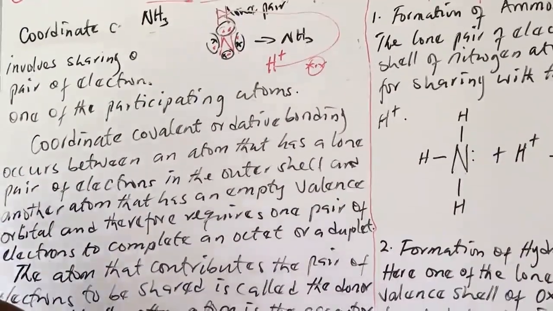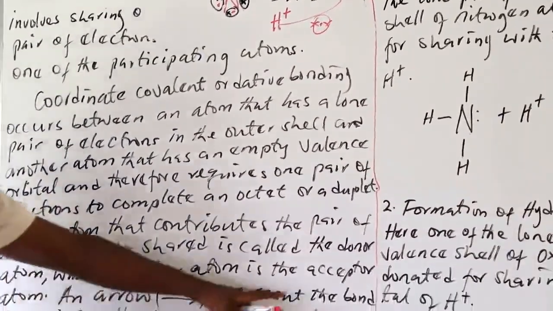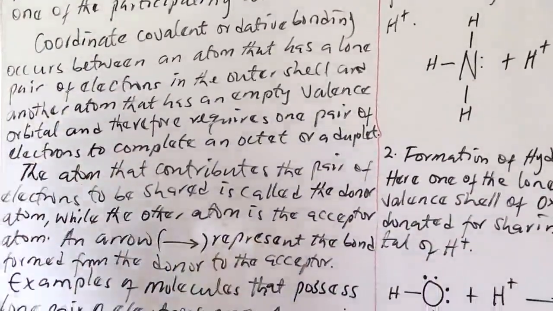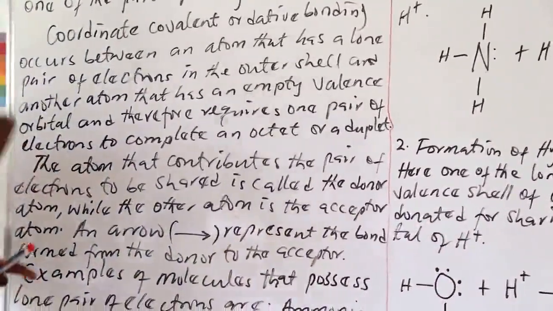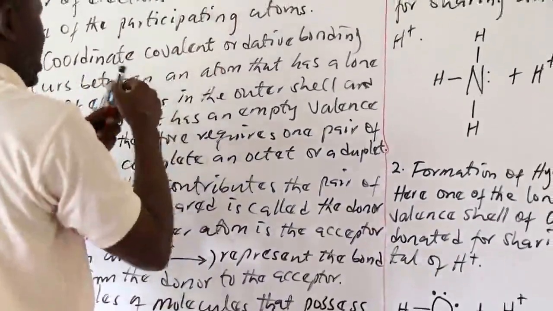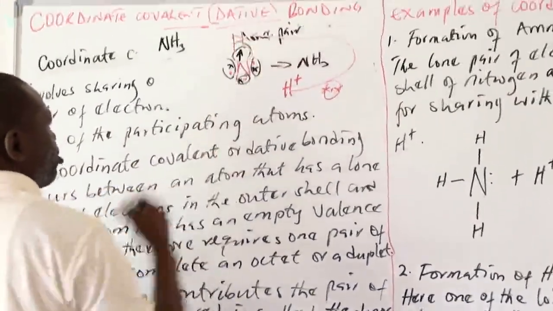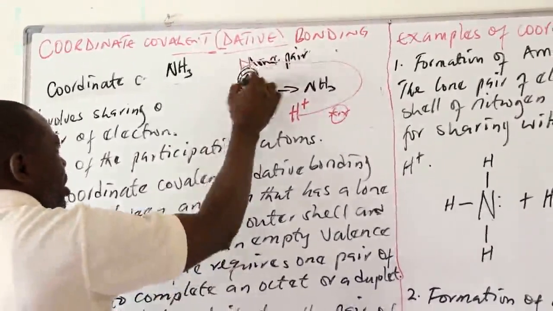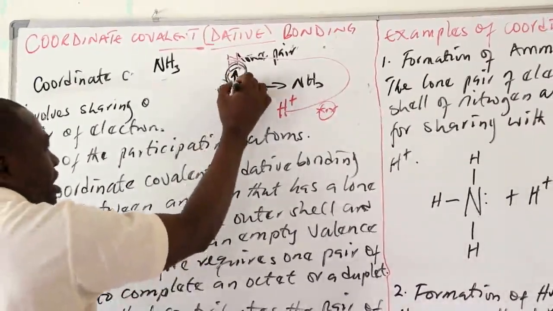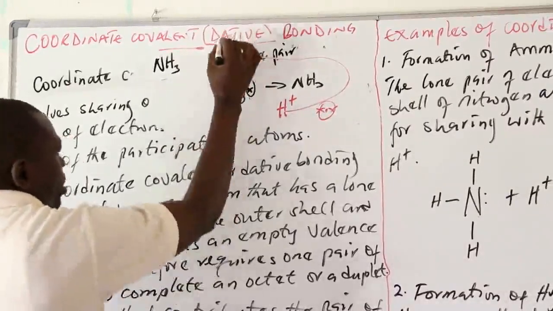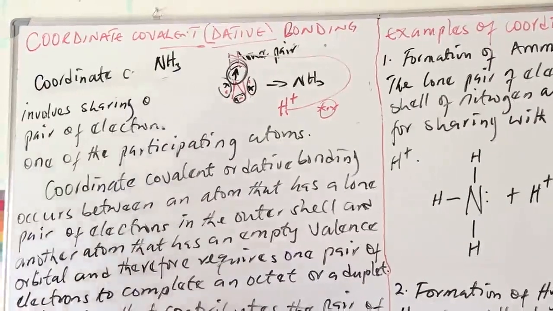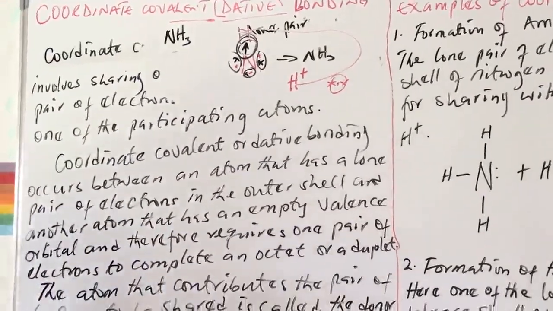Okay? An arrow represents the bond formed from the donor to the acceptor. So coordinate covalent bonding is usually indicated by an arrow, like in this case now. We'll put an arrow here to show that this is where the coordinate covalent bonding is. And the one that is donating the electrons is nitrogen. So from nitrogen to the hydrogen ion, you represent that by an arrow.